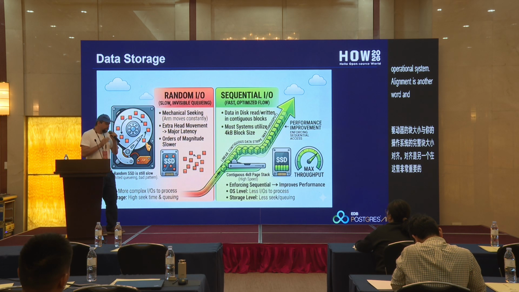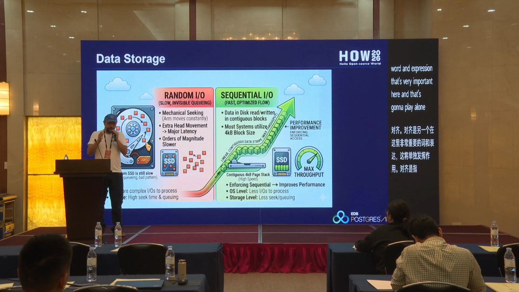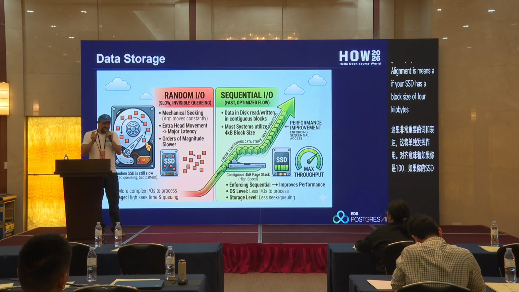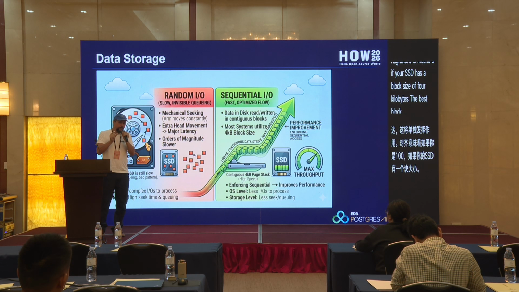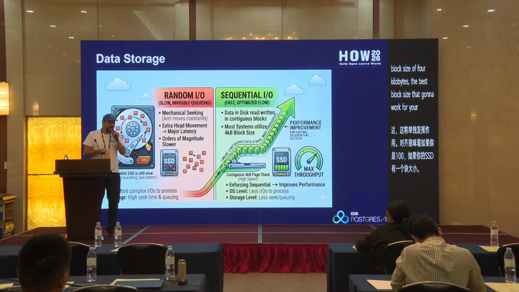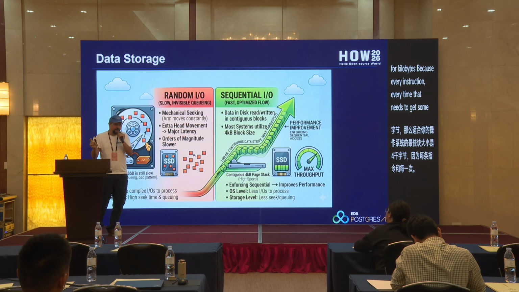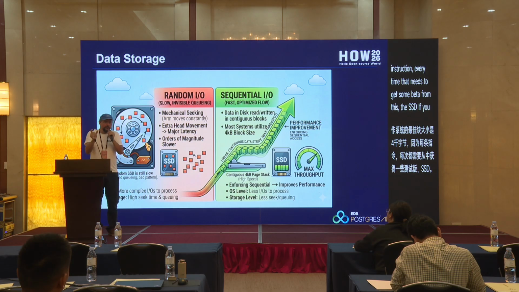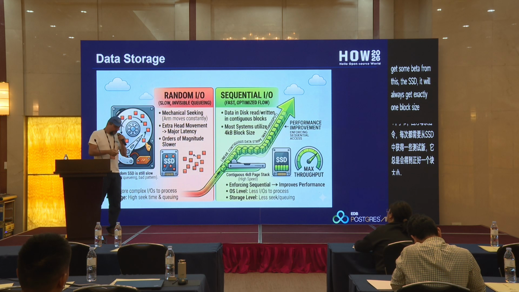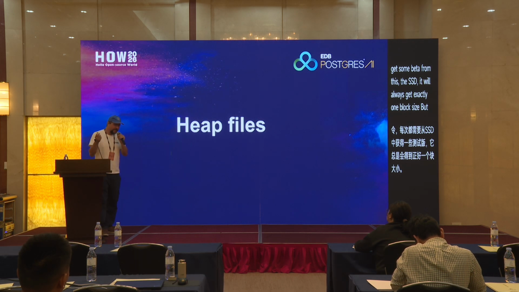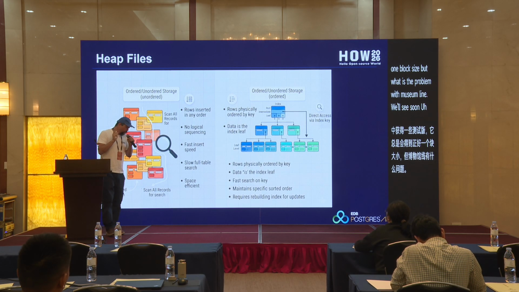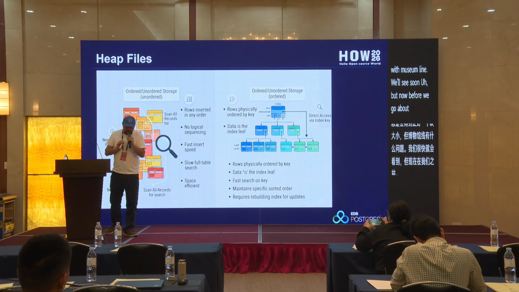So alignment means if your SSD has a block size of 4 kilobytes, the best block size that's going to work for your OS is 4 kilobytes. Because every time it needs to get some data from the SSD, it will always get exactly 1 block. So what is the problem with misalignment? Well, we'll see soon. But before we talk about misalignment, let's talk about heap files.